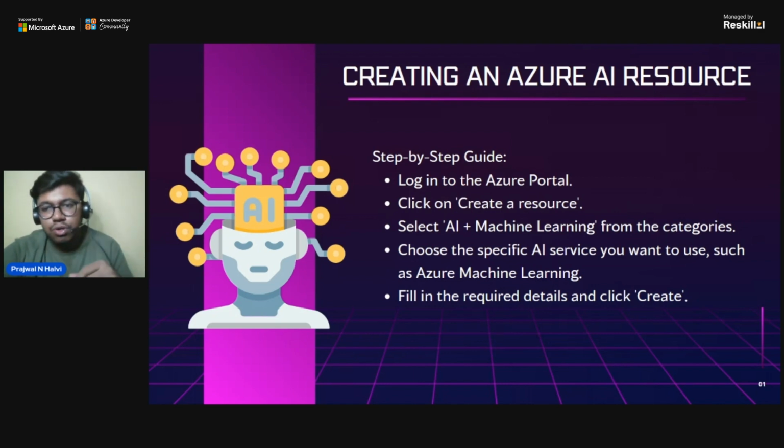Choose the service you want to use, let's say Azure Machine Learning for this example. Then fill in the required details such as the name of your resource, subscription, resource group, and the region. Be sure to choose a region close to your users to minimize the latency. Finally, click Create. Azure will provision your resource, which may take a few minutes, and that's it. Your Azure AI resource is ready to go. Pretty straightforward, right?